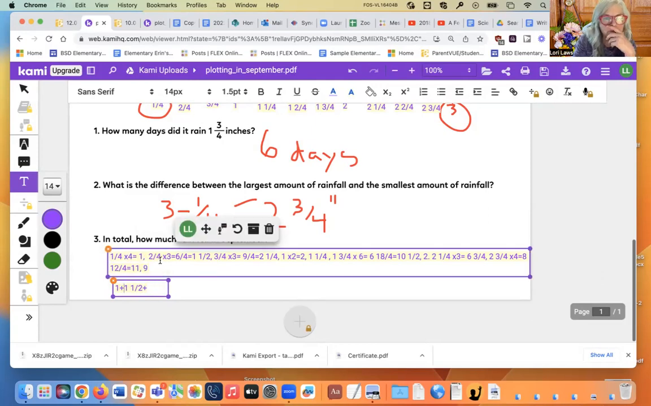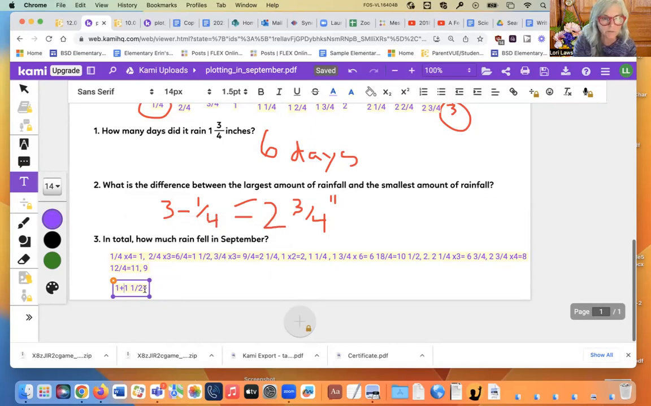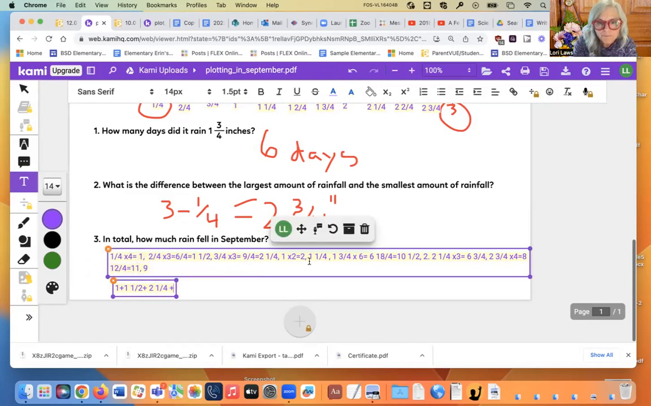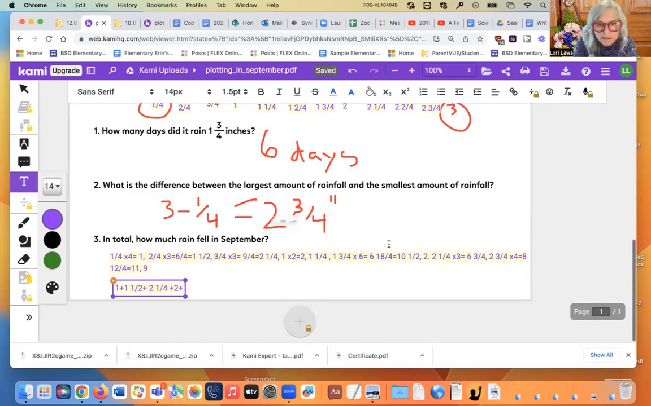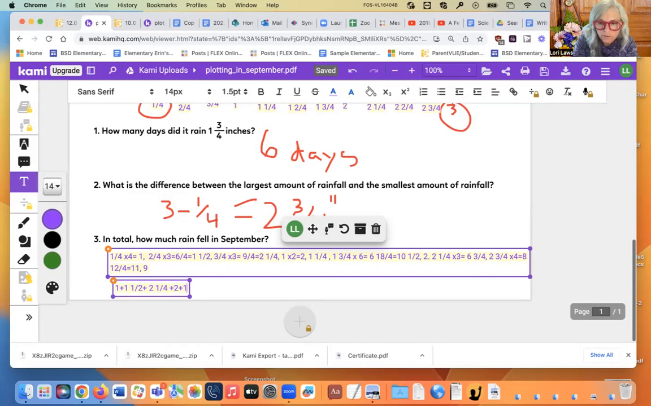keeping track of everything. So that was the 2 quarters, 1 1/2. 3/4 times 3 was 2 1/4. So plus 2 1/4. 2 1/4 plus 1 times 2 is 2 plus 1 1/4. And that one I didn't have to times because there was only one of them.